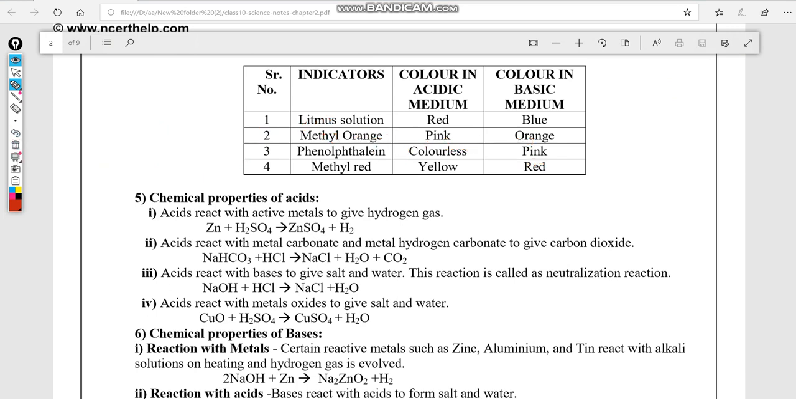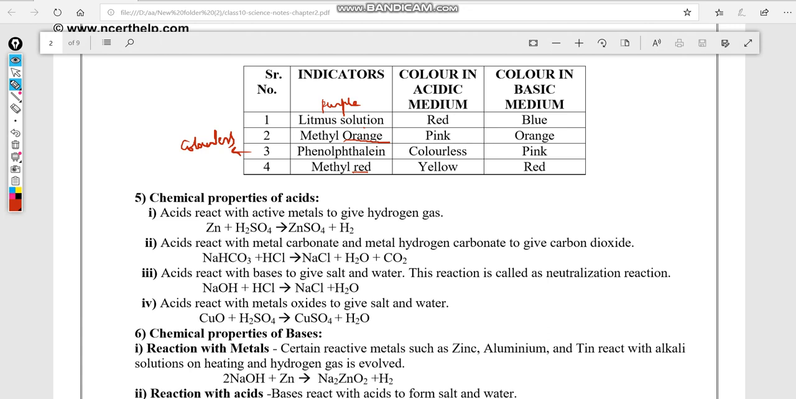Litmus solution. Natural color of litmus solution is purple. It turns red in acidic medium, blue in basic medium. Methyl orange. Natural color is orange. It turns pink in acidic medium, remains orange in basic medium. Phenolphthalein, like water, it means colorless. Colorless in neutral as well as in acidic medium, but turns pink in basic medium. Methyl red, red. It turns yellow in acidic medium and remains red in basic medium.